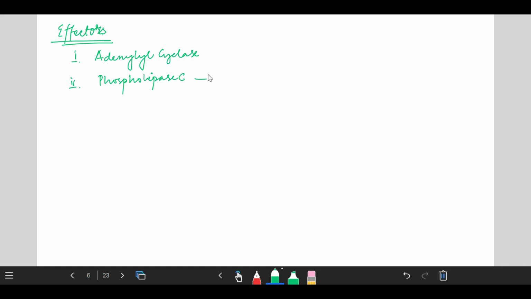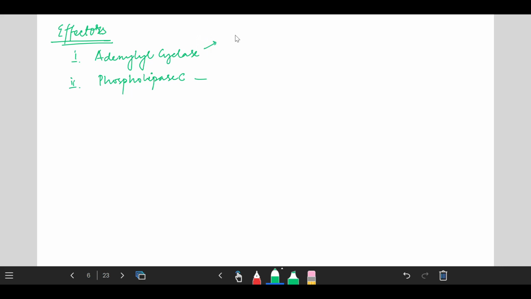Now we will see what the effectors are which are regulated by G protein coupled receptors. So the first effector is adenylyl cyclase, which forms the second messenger cyclic AMP, which activates protein kinase A with the phosphorylation process. And the second one is phospholipase C, which liberates second messengers like DAG and IP3, or diacylglycerol and inositol triphosphate. DAG activates protein kinase C, and IP3 stimulates Ca2+ release from the sarcoplasmic reticulum. Now we will understand everything step by step.